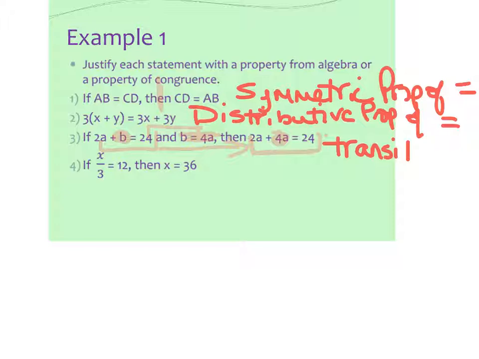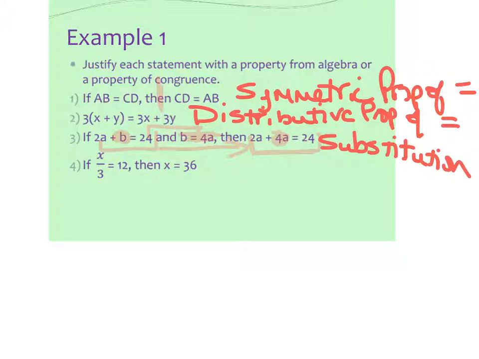I'm sorry, not transitive. This is the substitution. Thank you. Okay, substitution. Sorry. You replaced B with 4A.